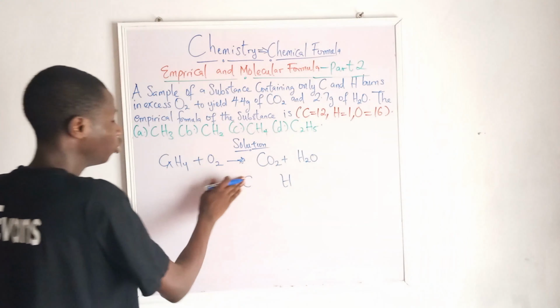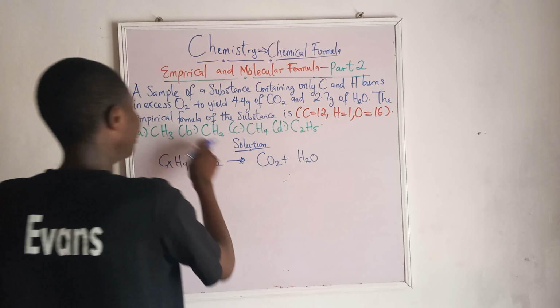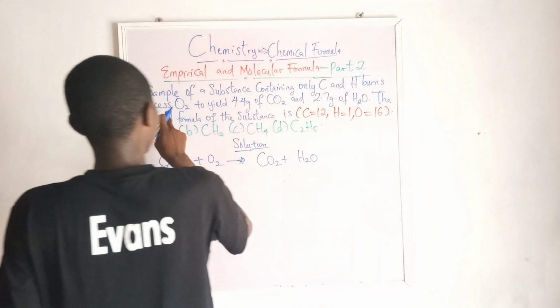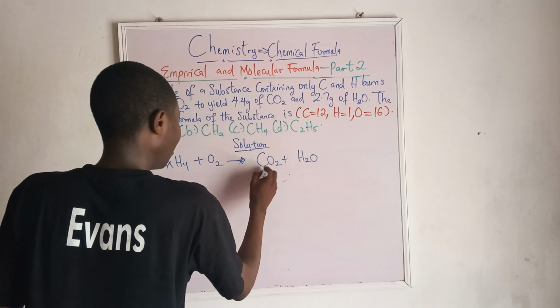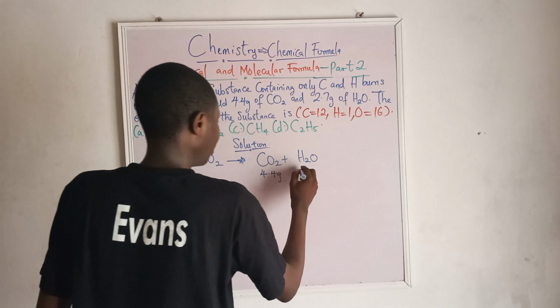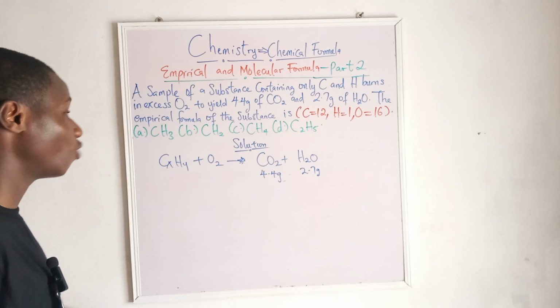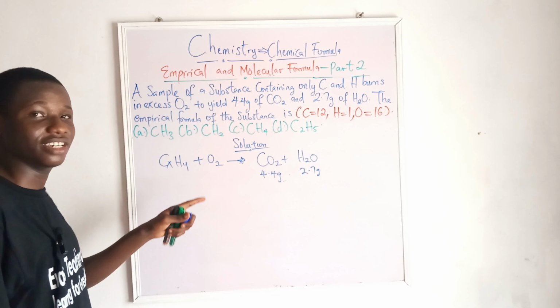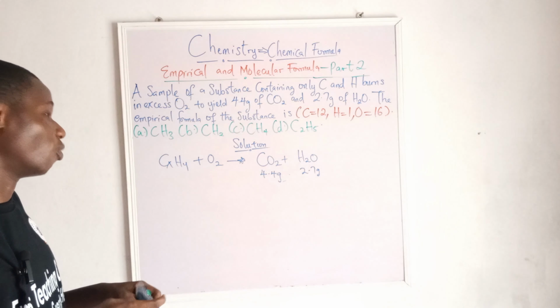But this question, you cannot use this direct method, because if you look at the question, what did they say? They said burns in excess oxygen to form 4.4 grams of carbon dioxide and 2.7 grams of water. Do you understand? So whenever you want to do a question like this, it is a different thing. Now they say we should find the empirical formula of the substance.